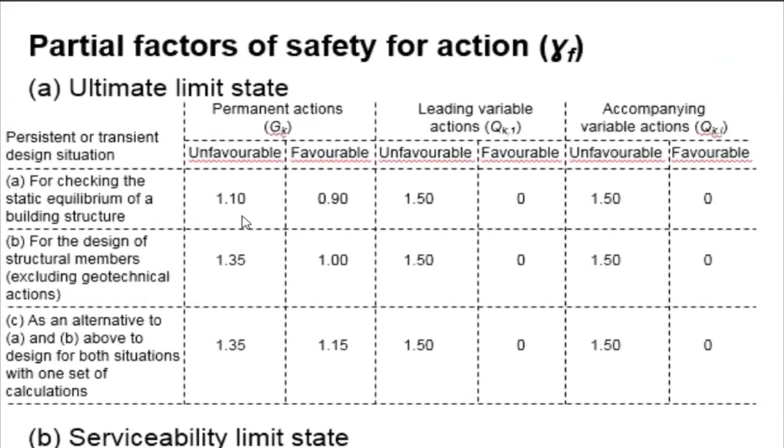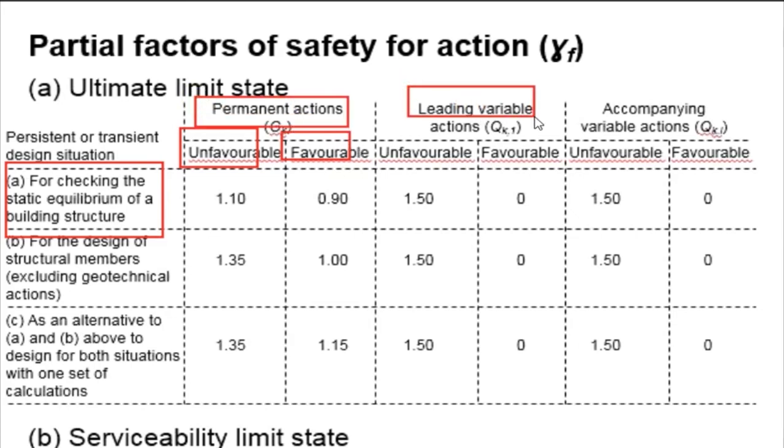Now once you pass through the different conditions, we consider condition A, which is checking the static equilibrium of the building, and this depends on whether it is unfavorable or favorable. For all the permanent load or dead load and the leading variable load, or imposed load, or live load, it depends on the leading action or accompanied actions. So both can be considered whether it is favorable or unfavorable.